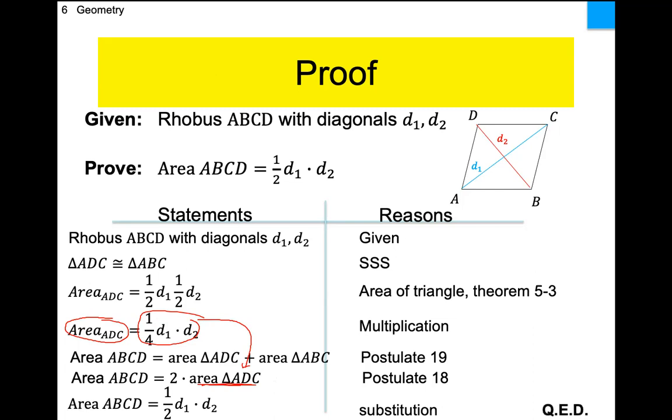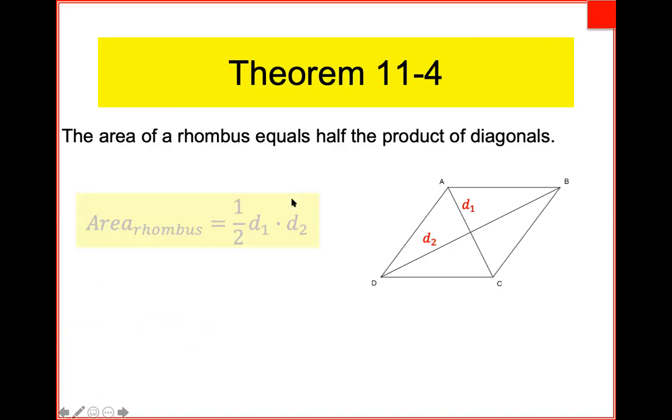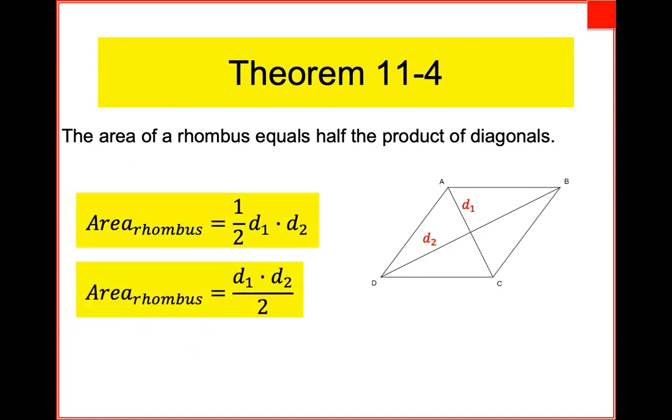All right. So what did I just prove? I proved that if you have a rhombus, if you take the two diagonals and multiply them together and then take half, you have its area. Here's a more calculator friendly one: D1 times D2 divided by 2.